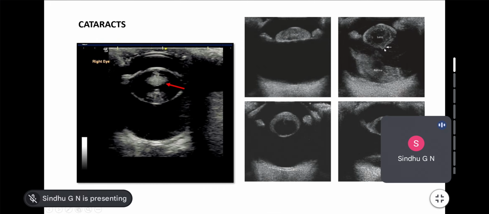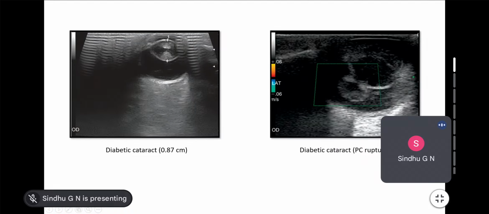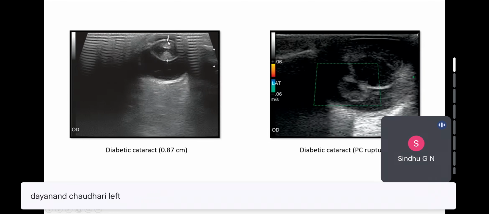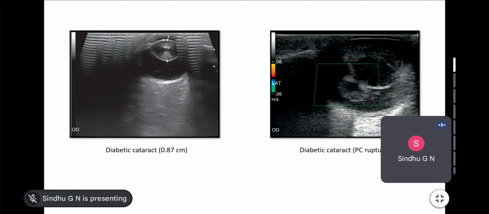Then again, these all are different types of cataract. Here there is retinal detachment also. So this one is a diabetic cataract. Previously I have shared the normal values. Usually lens thickness will come somewhere around 7 to 7.5 millimeter. But here you can see it is 8.7 millimeter thick, a big lens, intumescent cataract, which is very common in diabetes. And here we can see that the posterior capsule of the lens is ruptured.